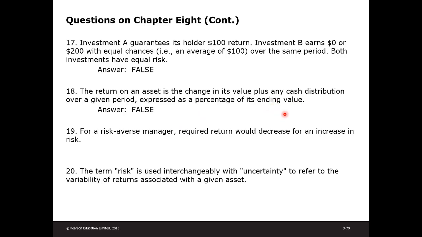So next question, for a risk averse manager, a required rate of return would decrease for an increase in risk. That's not true, we all know that a risk averse manager requires an increase in return for any increase that happens in the risk. Okay, so this is false. The term risk is used interchangeably with uncertainty to refer to the variability of return associated with a given asset. That's true.